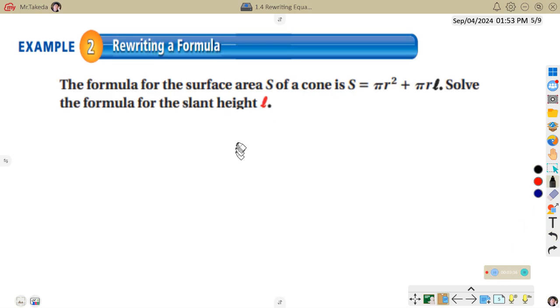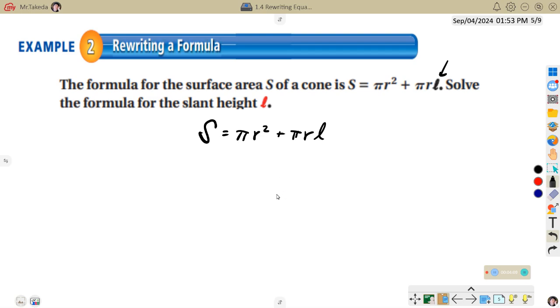Rewriting a formula is really the same thing. It's just another type of equation. The formula for the surface area S of a cone is S equals pi r squared plus pi r L. We want to solve for the slant height L. We want to solve for this. All right, so this is where things get a little bit trickier. We want to isolate this L. All right, so how are we going to do that?